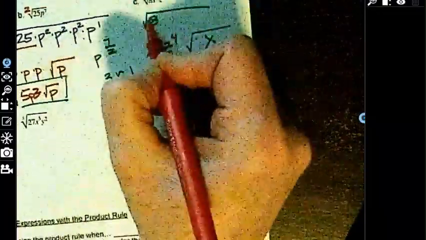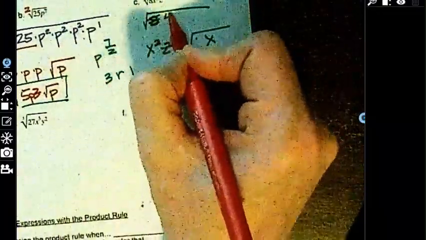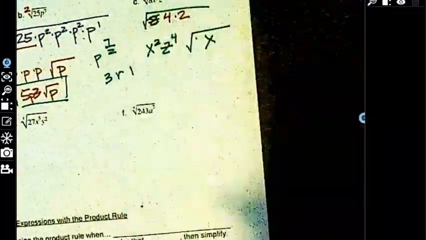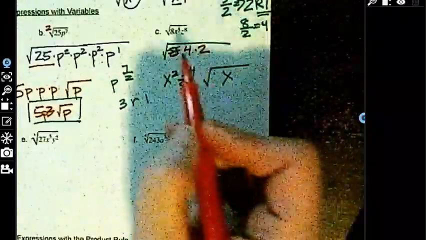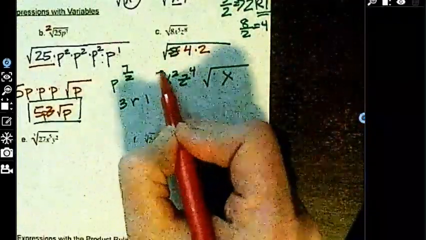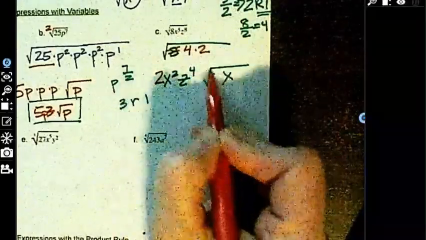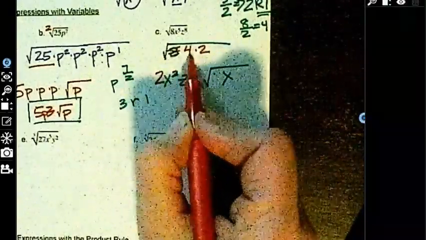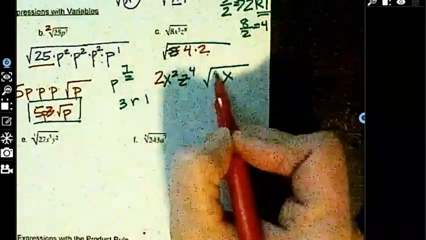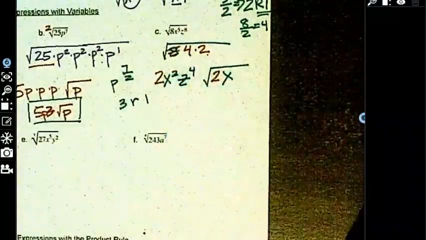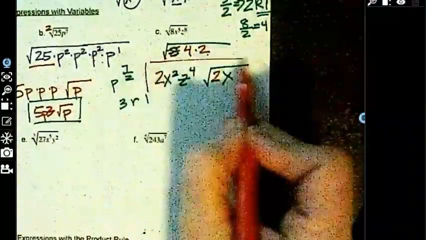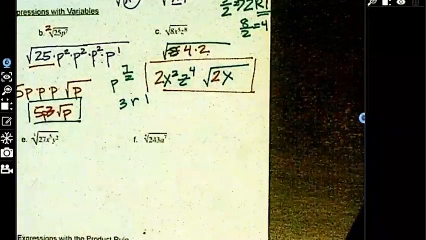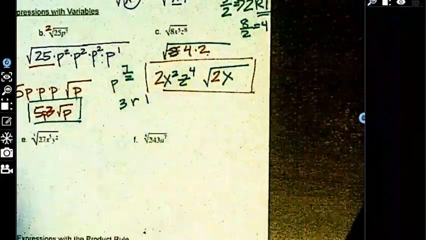Now, what about this 8? Well, I can break up 8 into 4 times 2, and 4 is on my perfect square list. The square root of 4 is 2. I can take it out because you can take the square root of 4. You can't take the square root of 2, so you have to leave that under the radical. So this would be the simplified form of that.